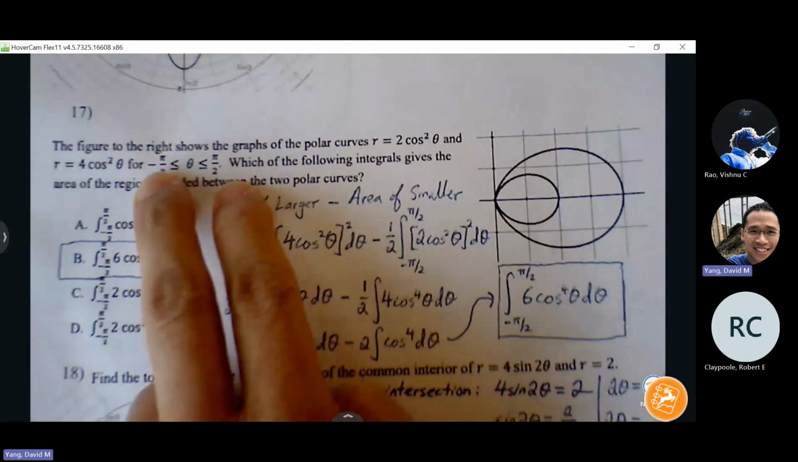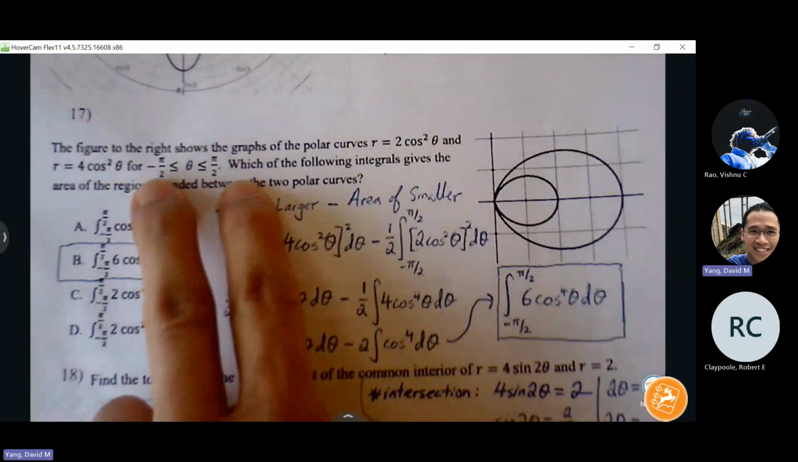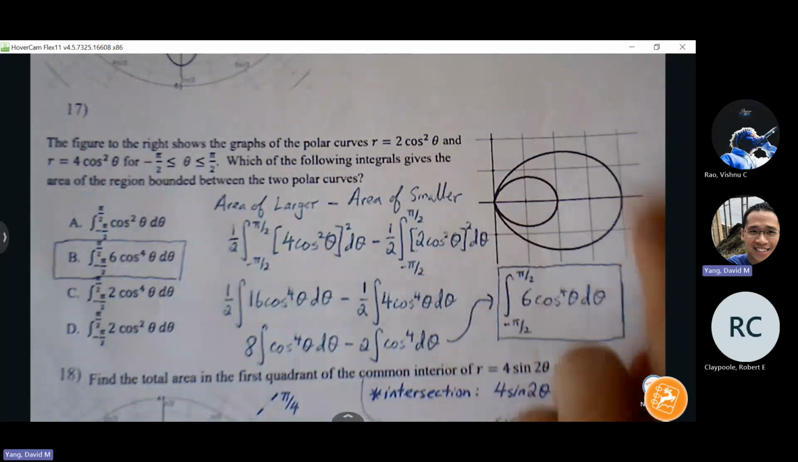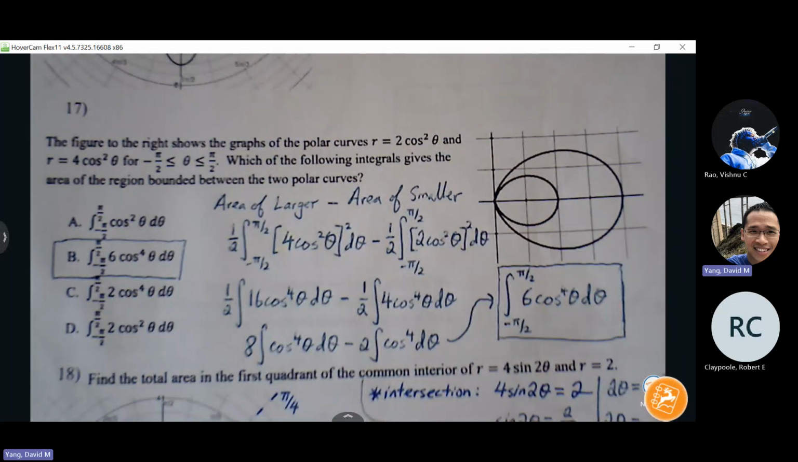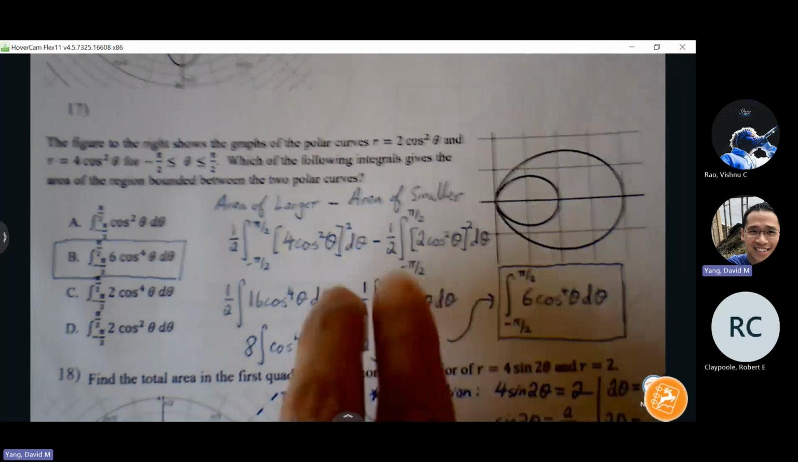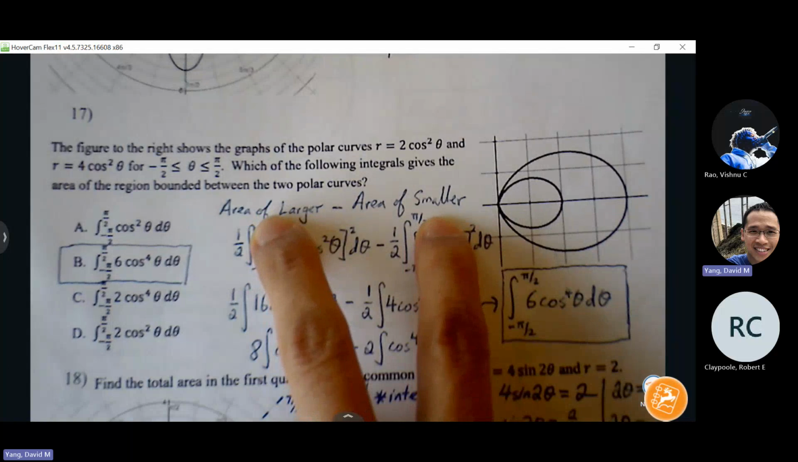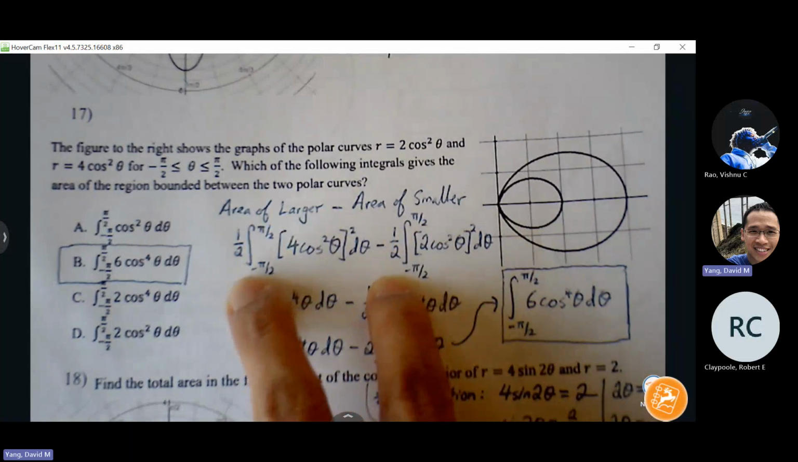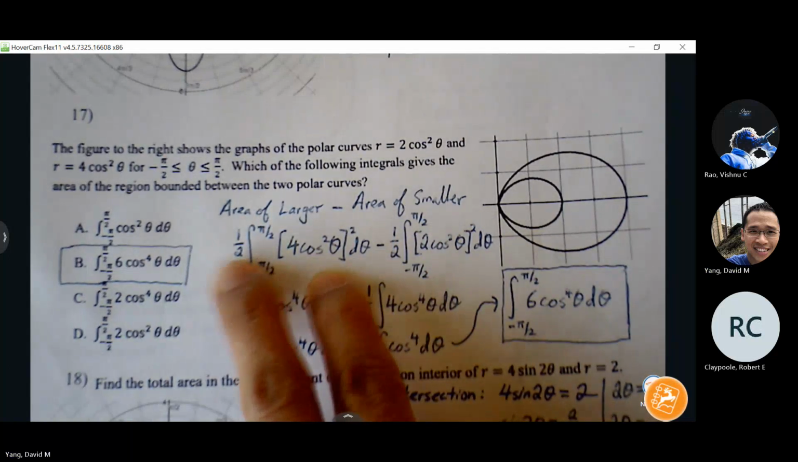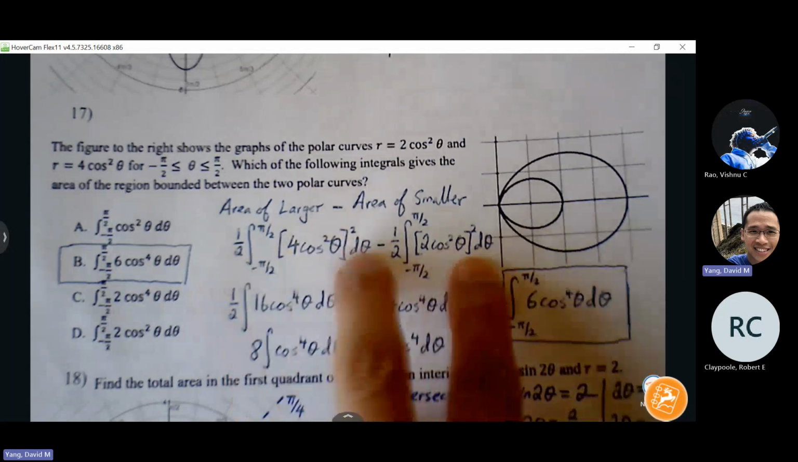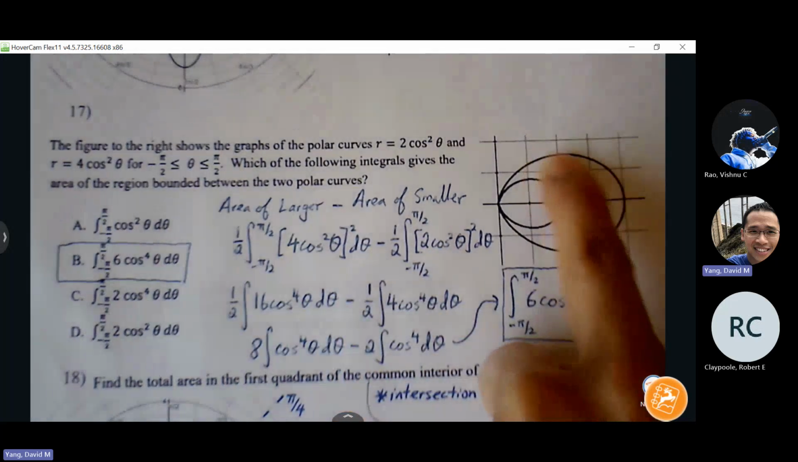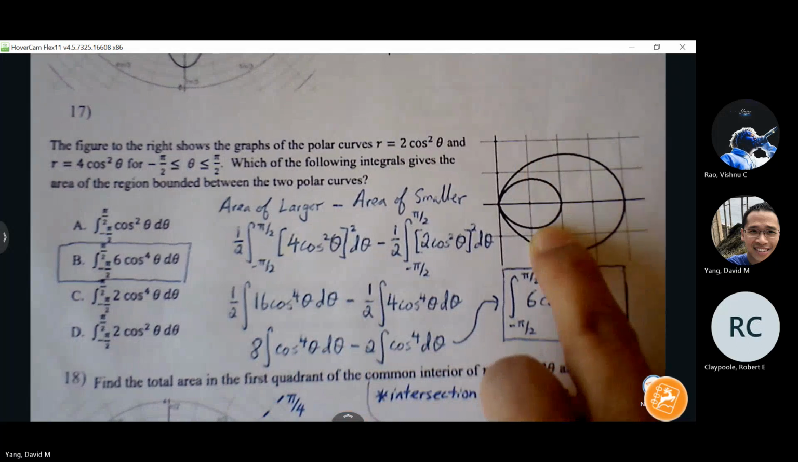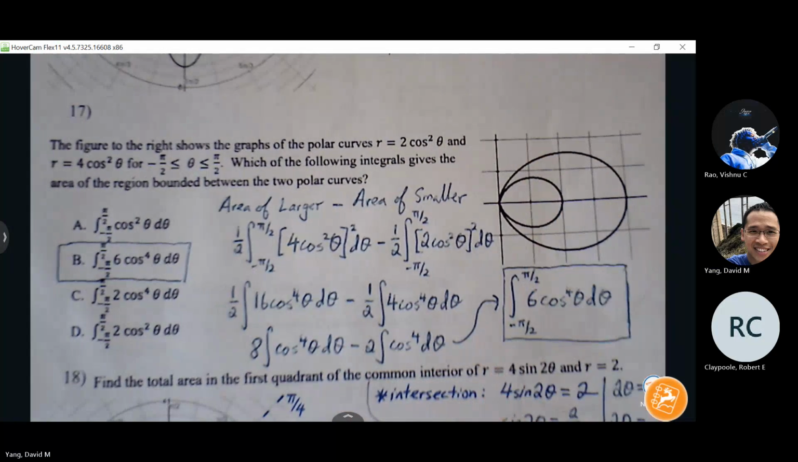Yeah, so this one, no, they're telling us what the bounds are. And so from negative pi over 2 to pi over 2, one cycle completes for both of these equations. And so really it's just the area of the larger minus area of the smaller. So we take the bounds that they give us, area formula for the larger minus area of the smaller, and that will give us that region that's between the two curves.